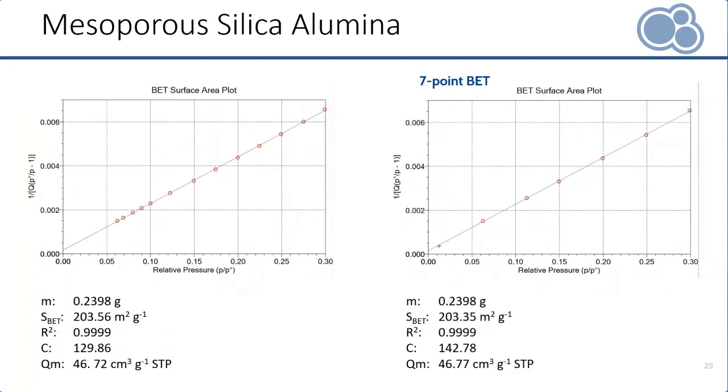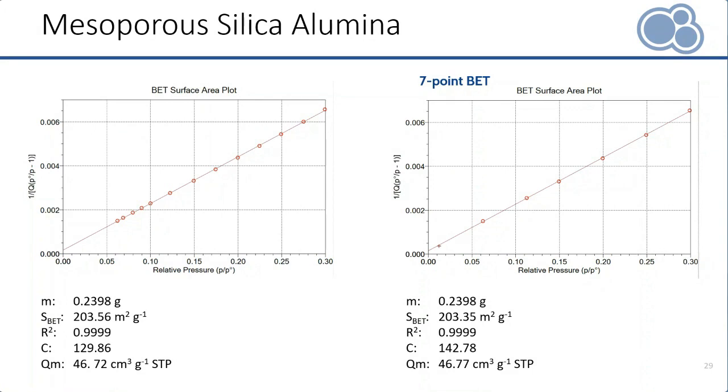Applying the BET equation and plotting it in the linear form is luckily something that the instrument software does automatically. We see again the comparison of the two experiments. On the left side, the plot using the corresponding data points from the isotherm, and on the right side, the 7-point BET data points plotted. I used the same sample mass for both experiments, and we can see the resulting BET surface area is nearly the same.